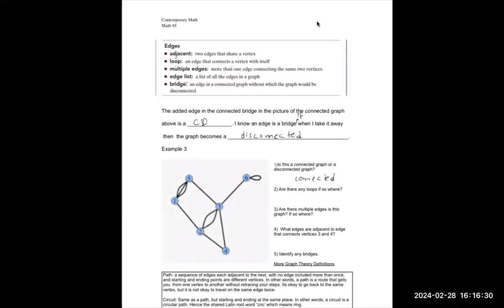Okay. Are there any loops? If so, where? Yes, there's a loop. It leaves a vertex and it doubles back on itself and comes straight to that same vertex again. So yes, there is a loop at 6.